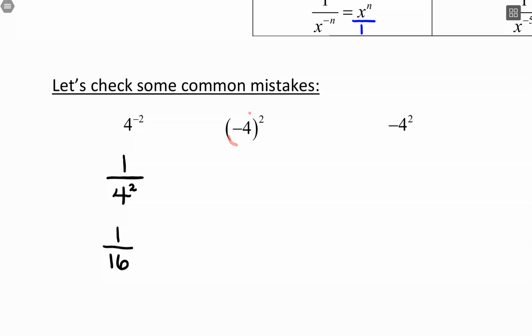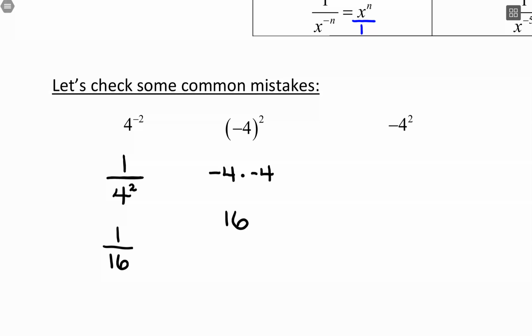Okay, say we have negative 4 in parentheses being squared. We have a positive exponent, so we don't need to move from numerator to denominator or anything like that. This is the same thing as negative 4 times negative 4, and it's because of the parentheses that we're using that entire negative 4. So that's going to simplify to a positive 16.